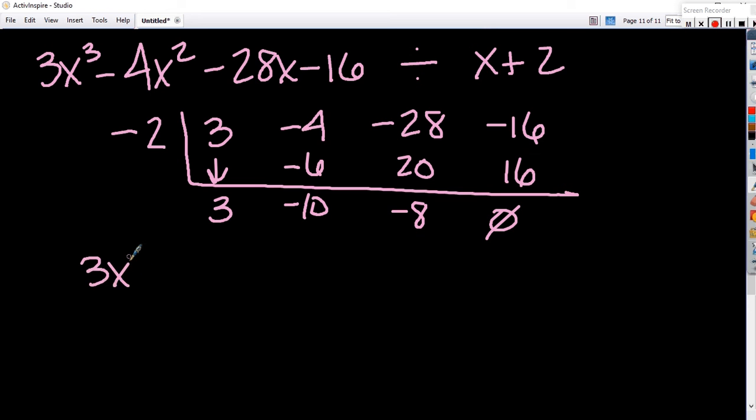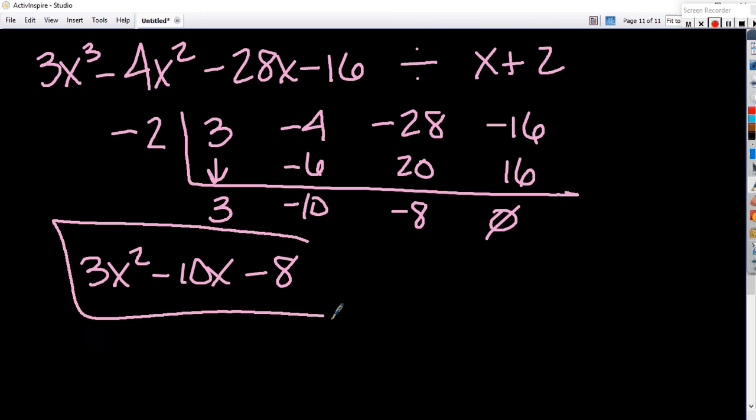3x squared minus 10x minus 8. How do you write it, though? If you don't get a remainder, you don't have to rewrite that little fraction.